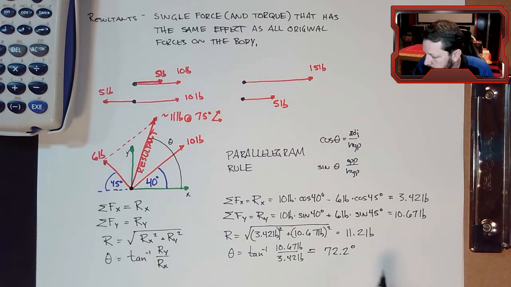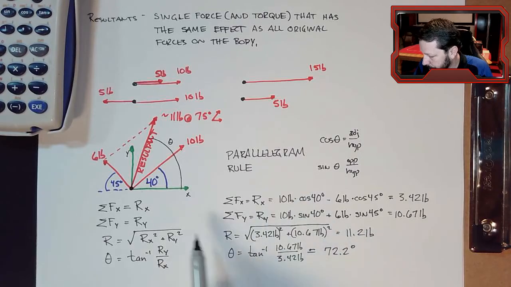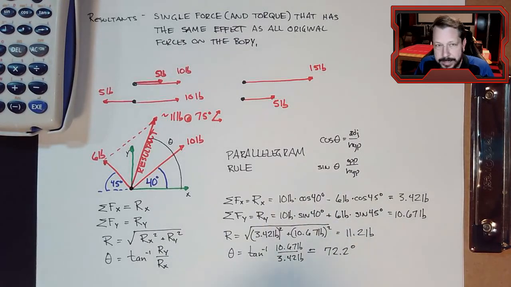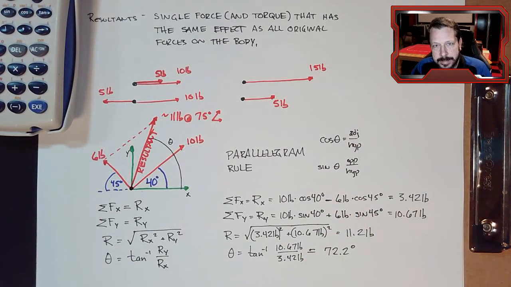This isn't 700 degrees or something like that. I can be kind of certain that I've done the math correctly. I didn't make a mistake. I didn't leave off a negative sign. I didn't leave this negative sign unaccounted for or something like that.